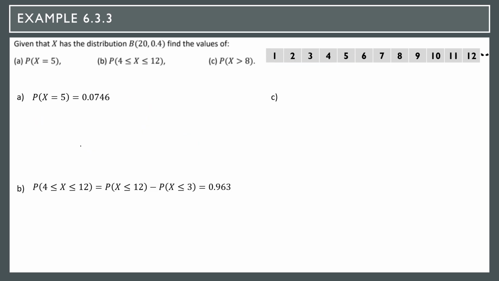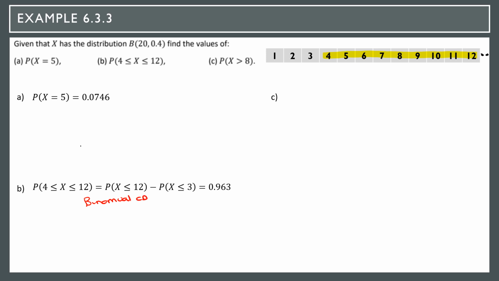So part B asks us to find the probability that x is greater than or equal to 4 but less than or equal to 12. I've just highlighted that region again on our number line. So again, we'd be using the binomial CD function in this example.